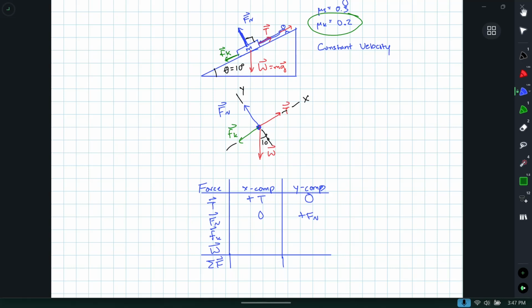The kinetic friction is along the negative x-axis. It's pointing down the ramp. So it has a negative x component. It also does not point in the y direction at all, though. So negative Fk. No sine or cosine needed. But now we come to the weight vector.